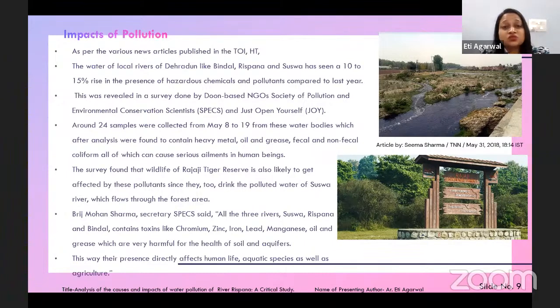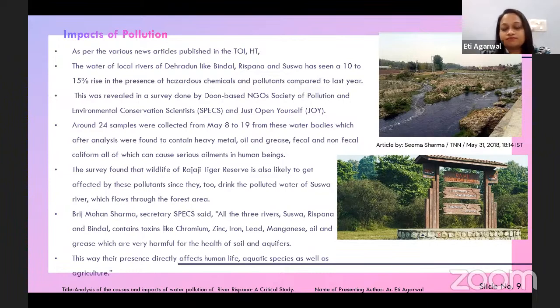So 24 samples were collected over a period of 10 days from these water bodies, and the water samples clearly showed that they contain heavy metal, oil, grease, fecal and non-fecal coliform, and many other things. These samples were collected by the hydrological department of IIT Roorkee, and they conducted a study. They provided a report on this river and the problems it was facing, how it has been diminishing, and everything else, so that the correct measures can be taken.